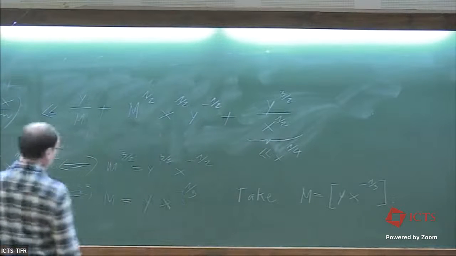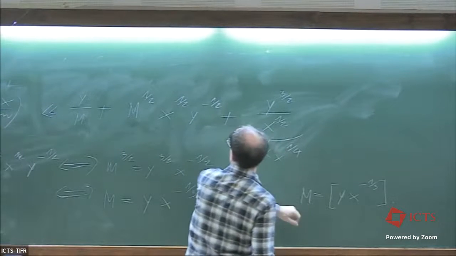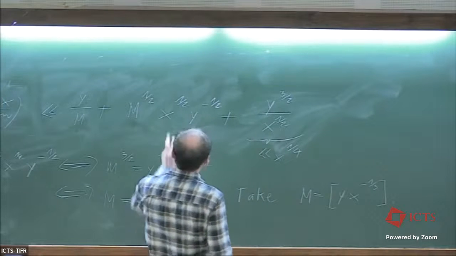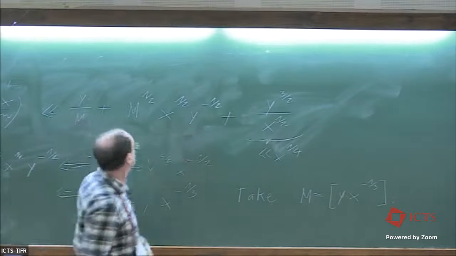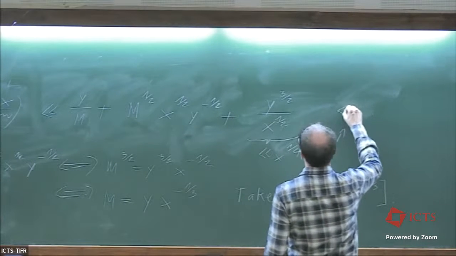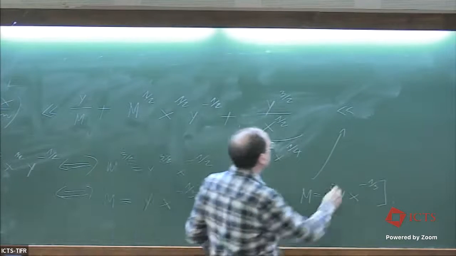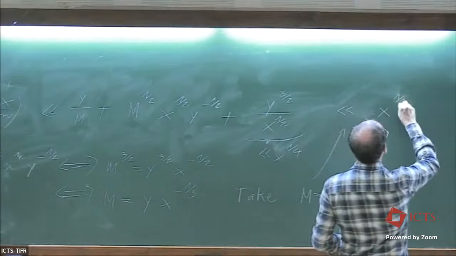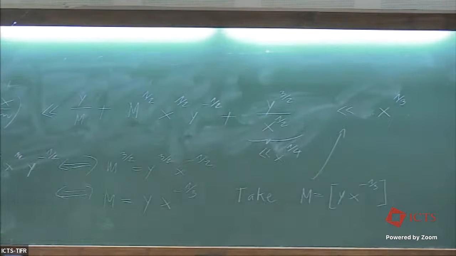And now let's plug in m. What do we get? So now the y cancels out. We see that the y cancels out. So this is bounded by x to the 1/3. And we are done. Okay? Everything clear?